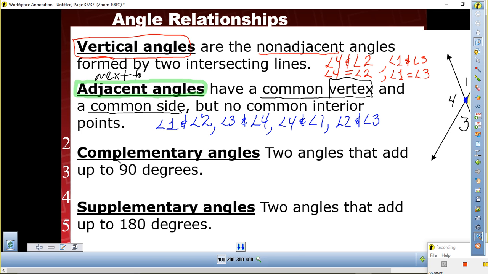And of course, the easy ones are the last two, which are complementary, two angles that add up to 90 degrees, and supplementary, two angles that add up to 180 degrees. Yes? Yes, Mr. Q. All right, good.